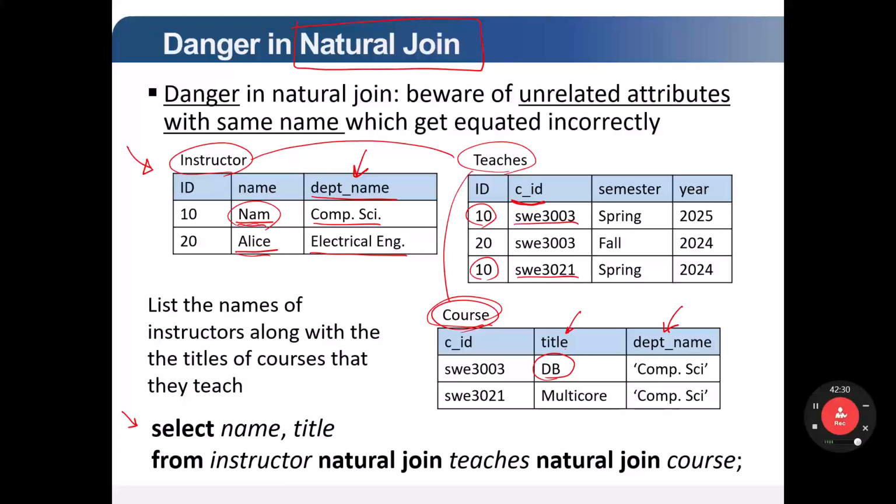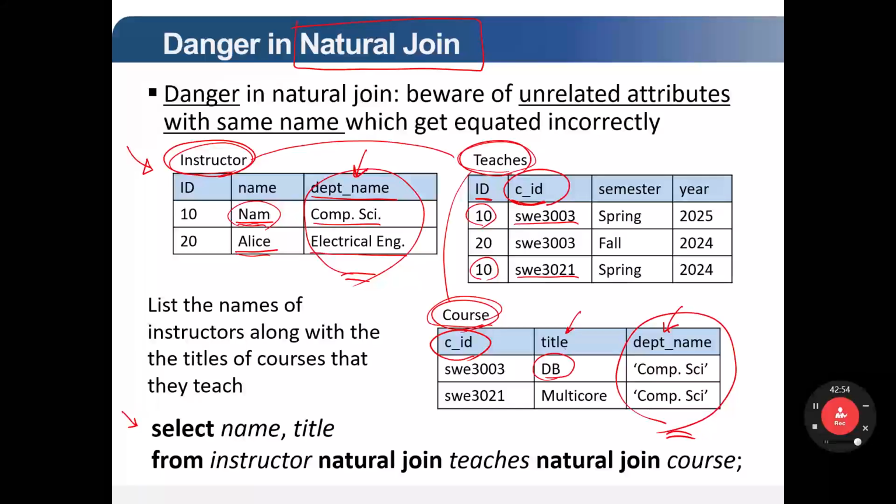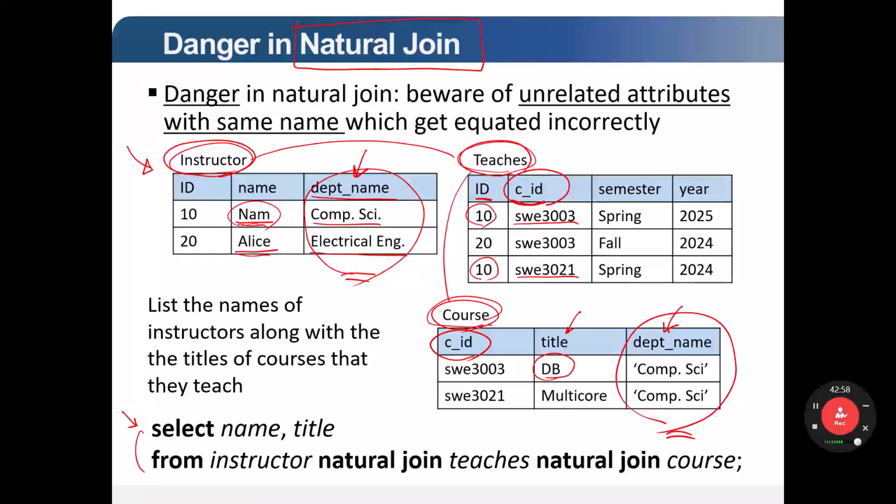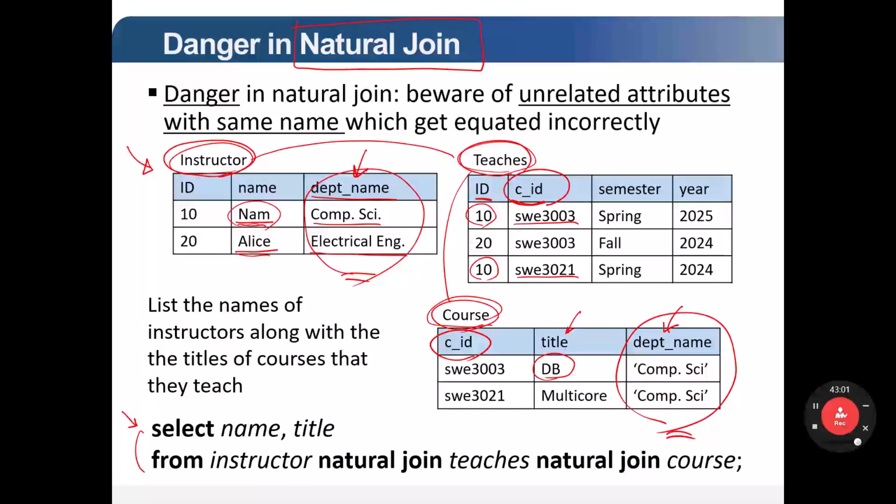And our intention is to compare instructor ID with teacher's ID. And we want to compare teacher's course ID with course's course ID. Okay? So our intention doesn't care about department name, but here we have department names as the common attribute. So when you run this given natural join query, you will get nothing. Why?